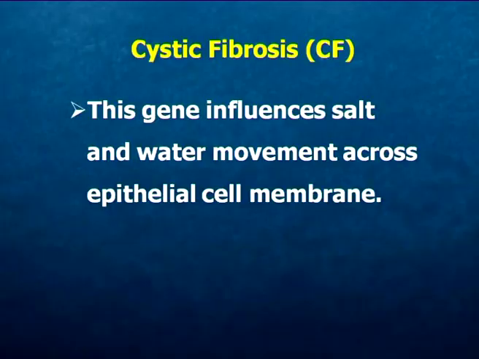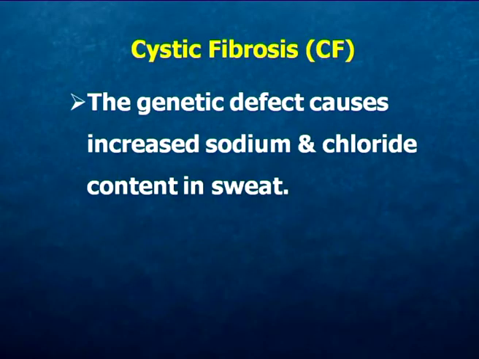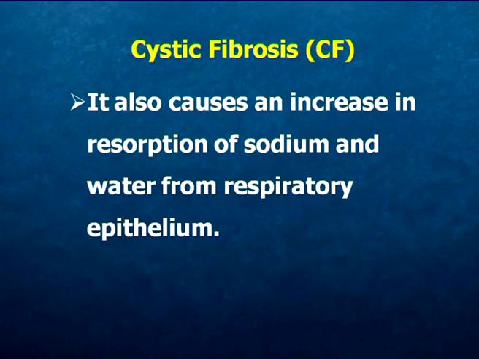Now, this gene influences salt and water movement across the epithelial cell membrane. Salt and water movement across the epithelial cell membrane are influenced by this particular gene. Now, what does it do exactly? The genetic defect causes increased sodium and chloride content in our sweat. It also causes an increase in the resorption of sodium and water from the respiratory epithelium.